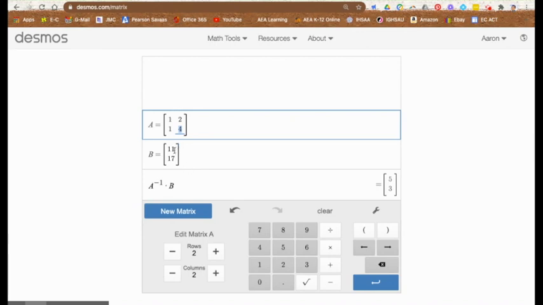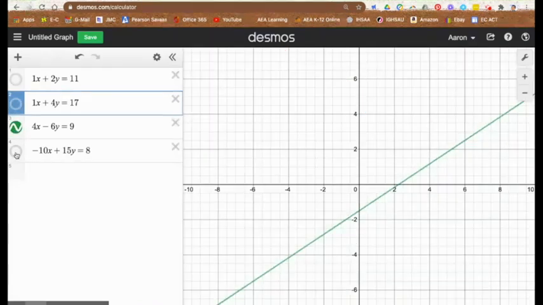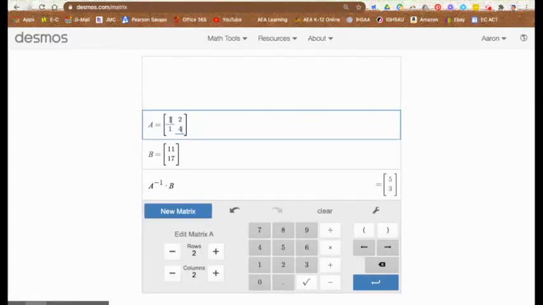I want to show you another example. First, I'll show you on the regular graphing calculator. So I'm going to turn off the red and blue one. I'm going to turn on the green and purple one. Here's an example where these two lines don't cross, so they don't have a solution. So if I put these coefficients, 4, -6, -10, and 15 into a matrix, and put the 9 and the 8 into a matrix, let's see what happens with the matrices.